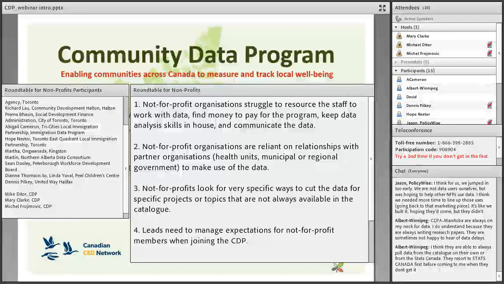Yeah, and Albert's saying that they often go to Stats Canada first before coming to Albert for data. This is actually not a bad plan, right? Some of the data on Stats Canada is very easy to access. You don't even have to download it. Some of it's just on tables right on the website. It can be a first good look.